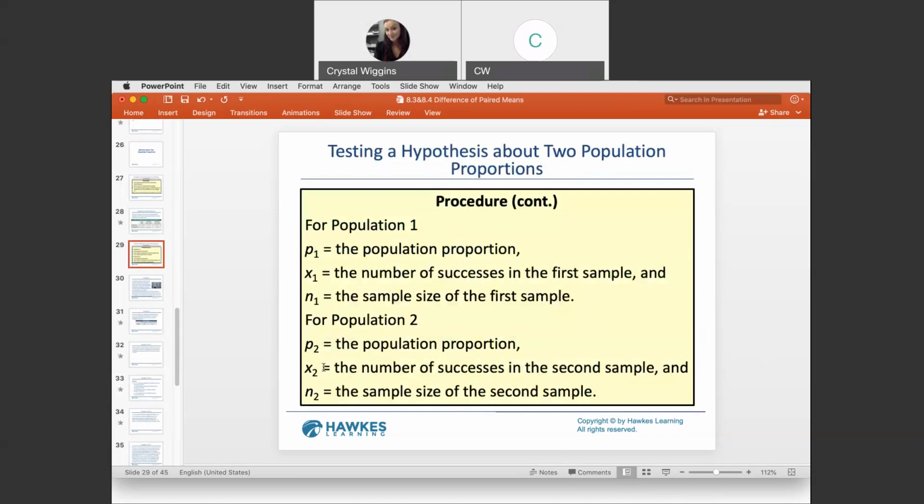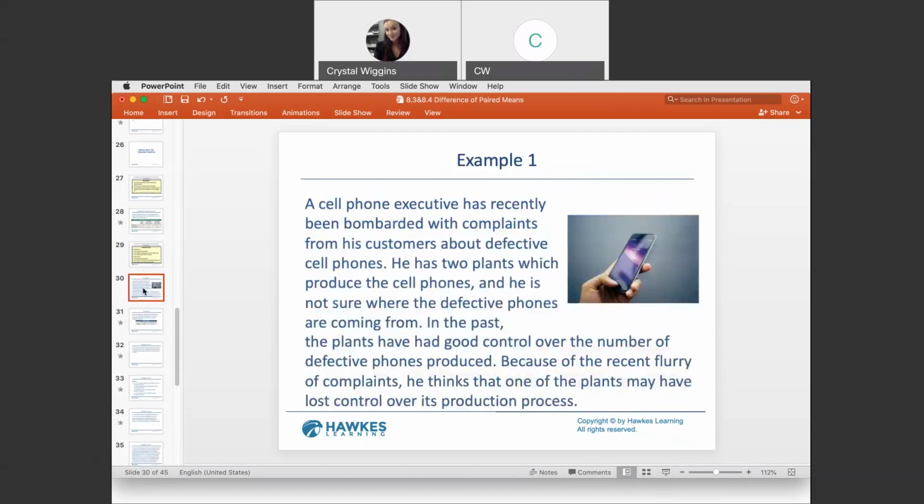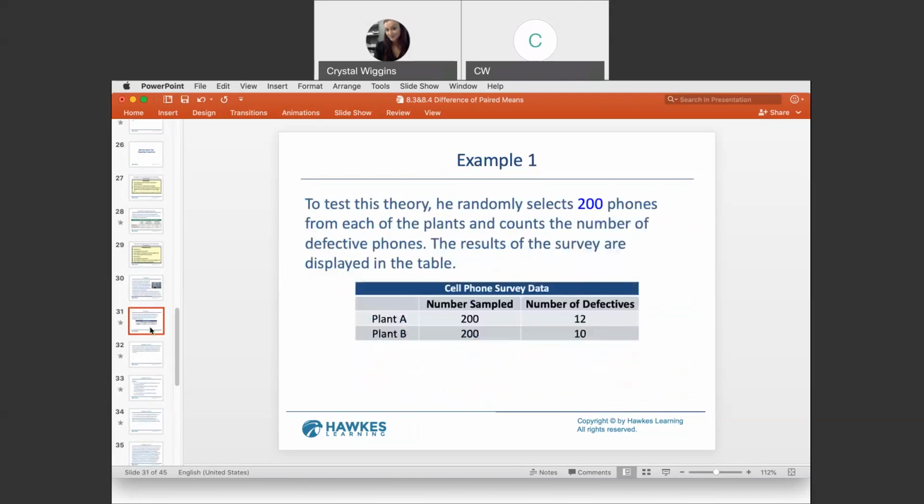Okay, we have our symbols here that we'll be working with, population 1 and population 2. Let's take a look at our first example. A cell phone executive has recently been bombarded with complaints from his customers about defective cell phones. He has two plants that produce these cell phones, and he is not sure where the defective phones are coming from. In the past, the plants have had good control over the number of defective phones produced. Because of the recent flurry of complaints, he thinks that one of the plants may have lost control over its production process. To test this theory, he randomly selects 200 phones from each plant.